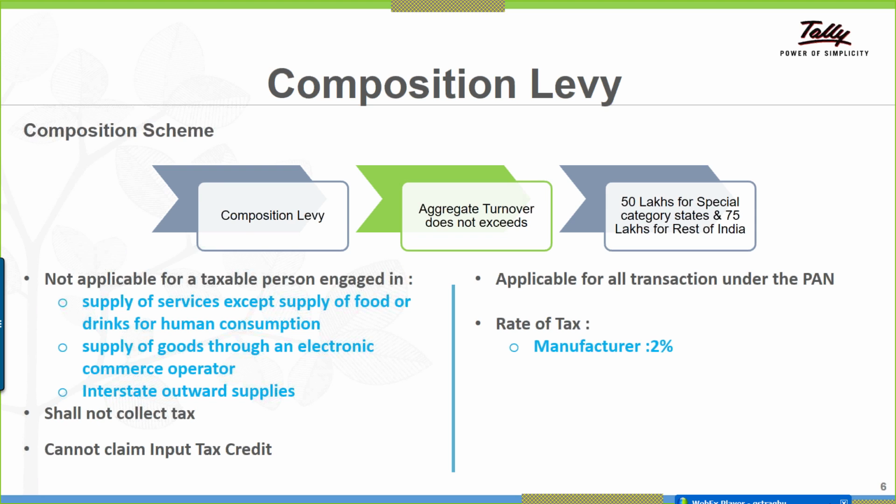The rate of tax for manufacturers is 2% of monthly turnover. If he is a composition dealer on the turnover of manufacturing, then he has to pay 2% GST to the department. For traders it is 1%, and the last one is supply of food or drinks for human consumption, which is 5% based on the turnover. They have to pay 5% GST. Okay, the check here is that in Tally Release 6.0 the calculation part can be done.